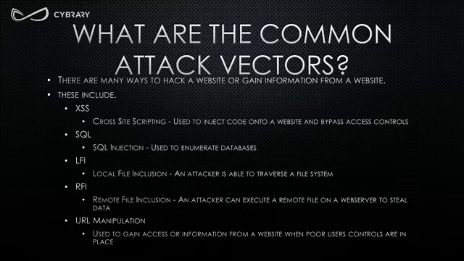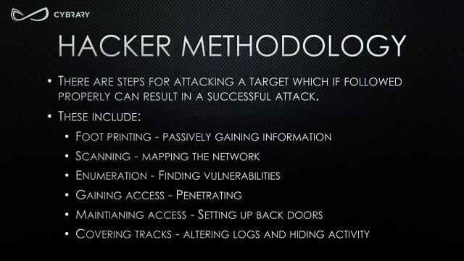So what are some of the common attack vectors? Well, there's cross-site scripting, or XSS. This is used to inject code into a website and bypass access controls. SQL injection is used to enumerate databases and steal information. Local file inclusion allows an attacker to traverse a file system. Remote file inclusion allows an attacker to execute a remote file on a web server to steal data. And then URL manipulation allows an attacker to gain access or information from a website when poor user controls are implemented.